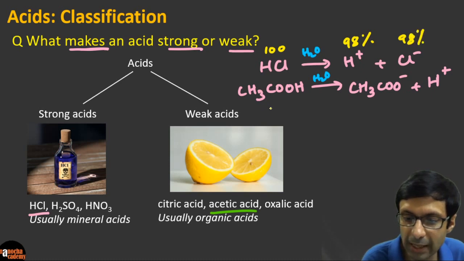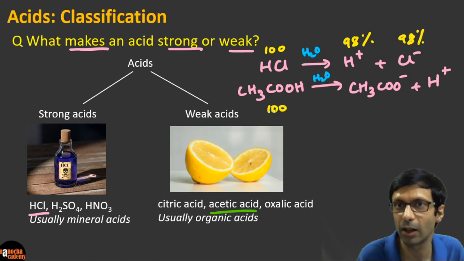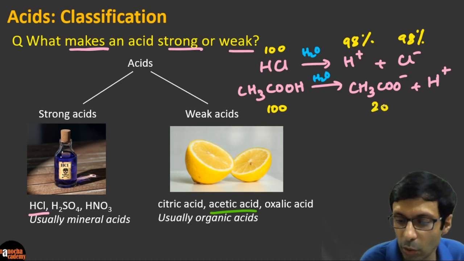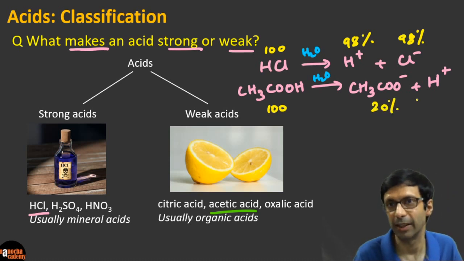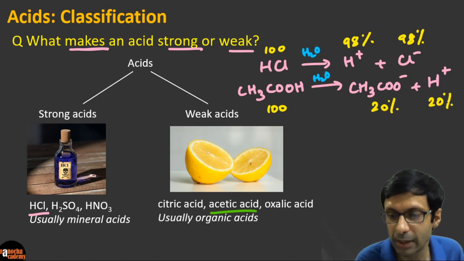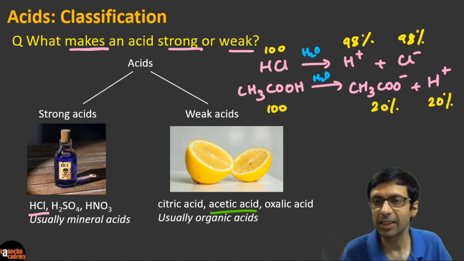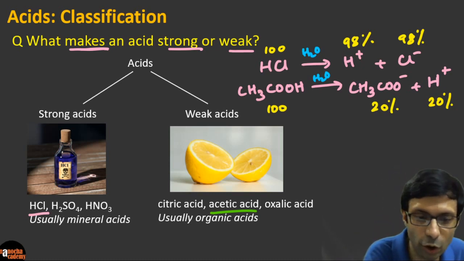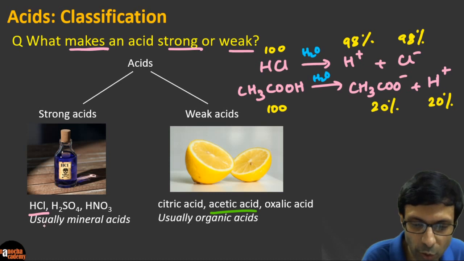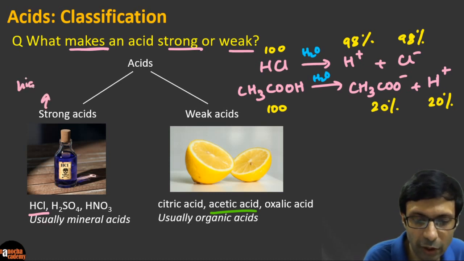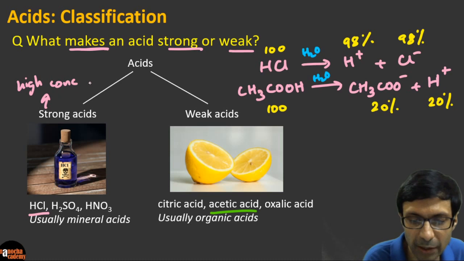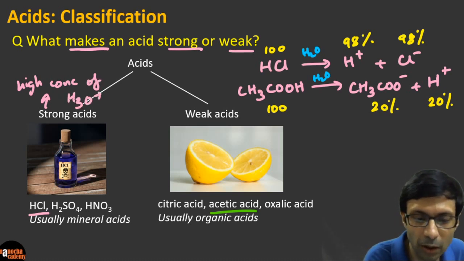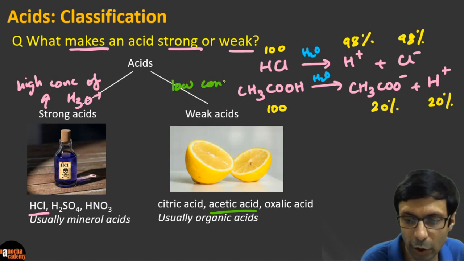But if you take a look at acetic acid, let's say we started again with 100 molecules and it's only going to dissociate 20%, right? So what is the main difference here? The strong acids, they dissociate almost completely. So they produce a high concentration. So these guys produce a high concentration of H plus, or we can say hydronium ions, right? And these produce a low concentration because they don't dissociate completely in the presence of water.